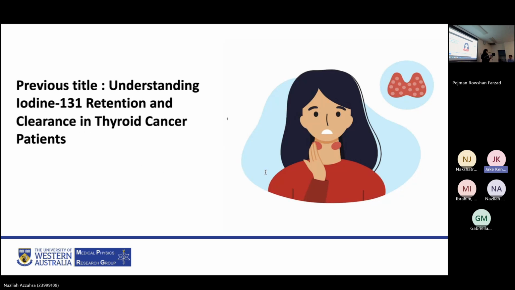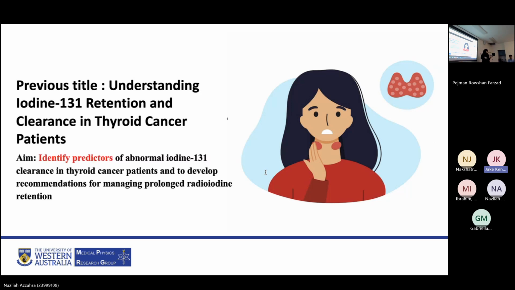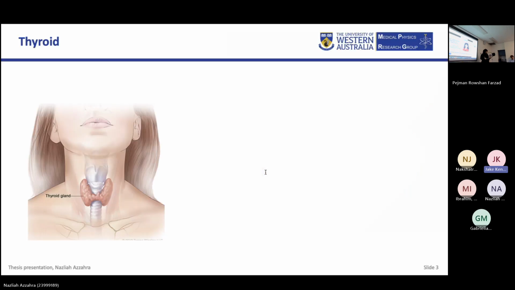Before we start, I would like to explain that initially my project title was Understanding Iodine-131 Retention and Clearance in Thyroid Cancer Patients, with the aim to identify the predictors of abnormal clearance of iodine. However, after further discussion with Dr. Das, we decided to narrow and refine the focus to only renal function.